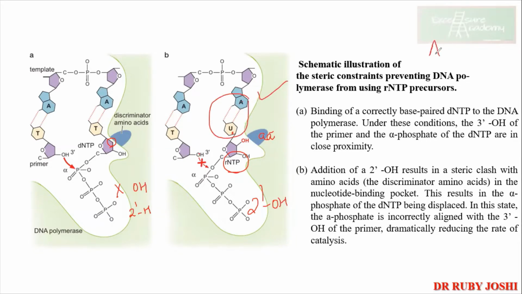We know that A also forms 2 base pairs with uracil, right? So the OH should sit into the binding pocket, but in the DNA polymerase, you can't have RNTPs. In order to avoid that, we have the additional discriminator amino acids.